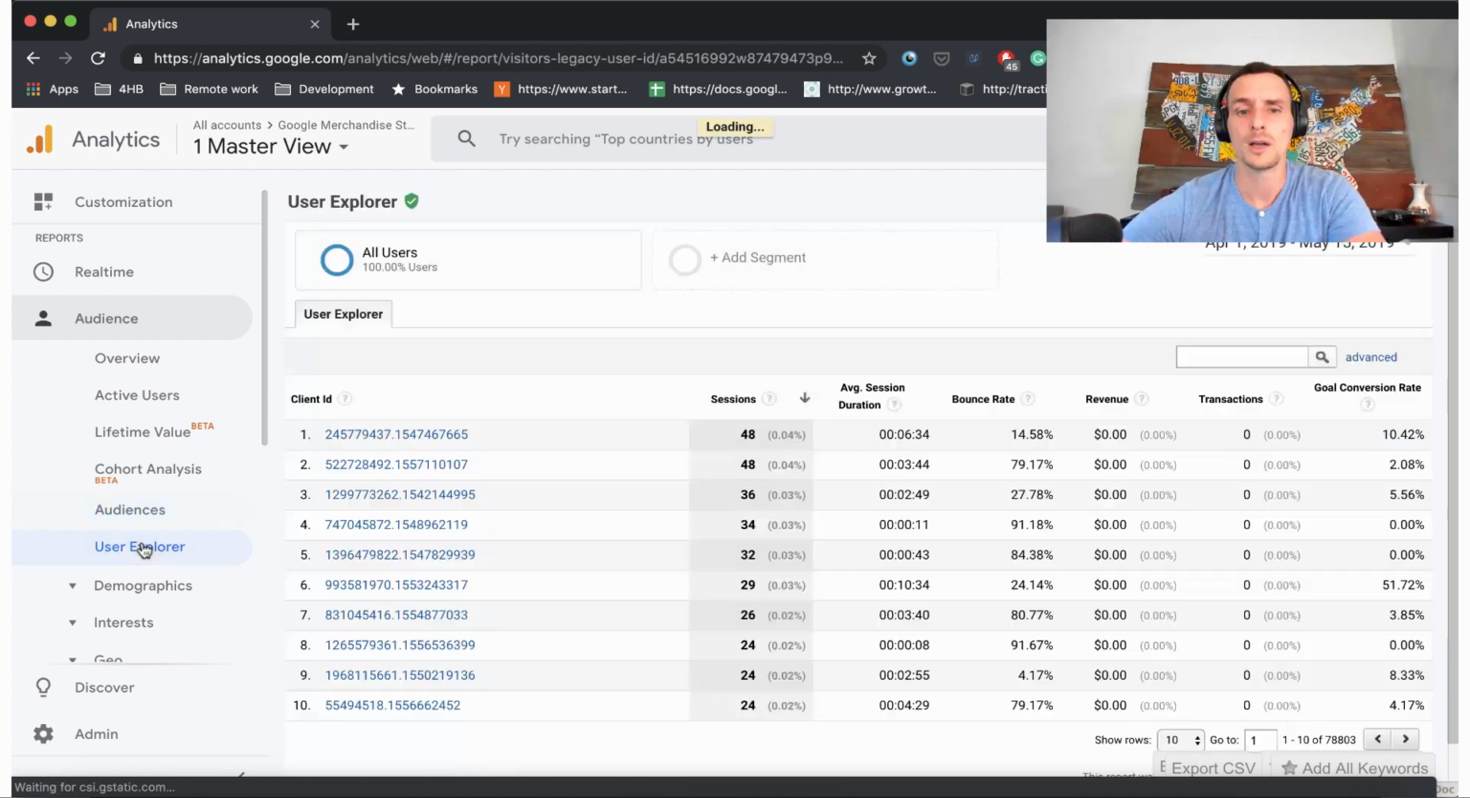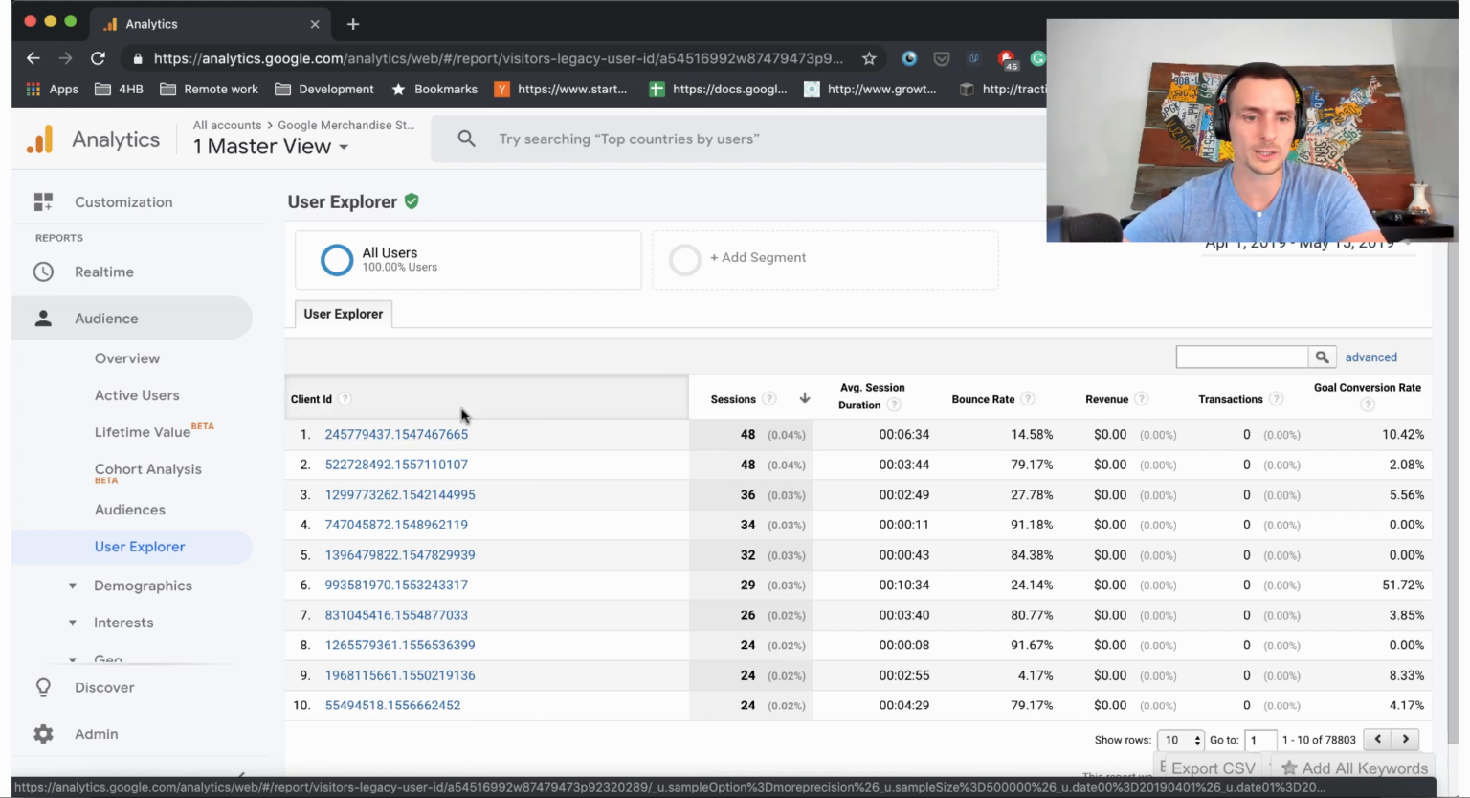But the user explorer was a really cool one. I actually wasn't familiar with this at the time. So we actually can get by the client ID. Do you remember that tracking code, that a unique ID gets assigned to a user when they come to our site? So what we can see here is these are individual users. They have names, but in Google Analytics they don't have names. They have an identifier attached to them.